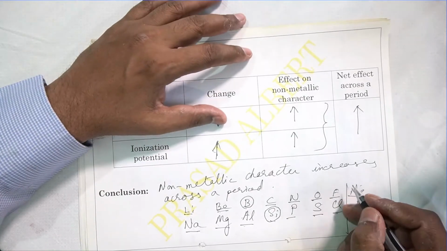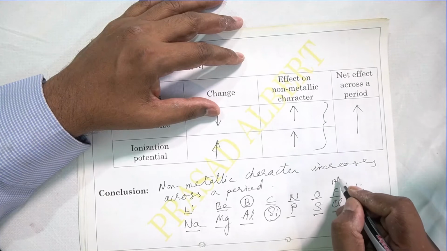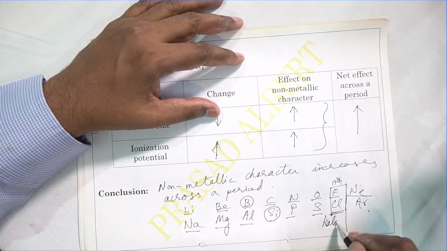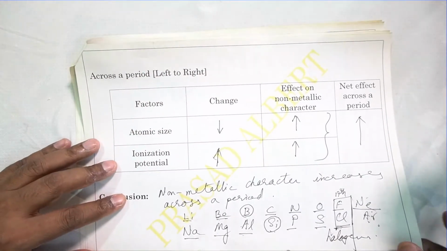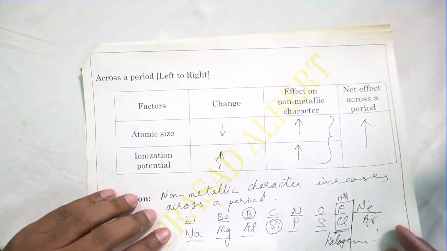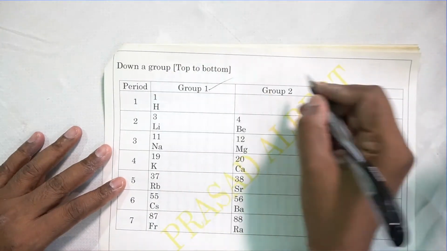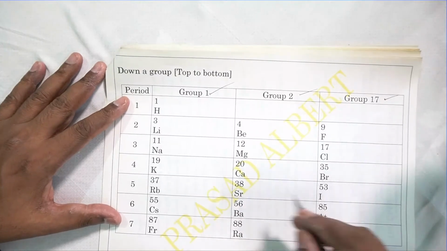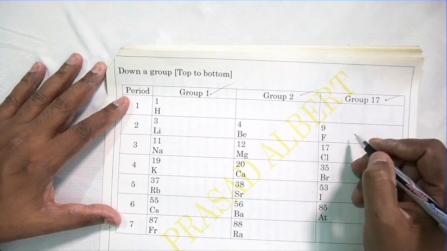Now the strongest non-metallic element in any period will be the group 17 element, or the halogens. We have the halogens here, fluorine, chlorine. So they will be the strongest non-metals in any period. Okay. Now let us move to the next part, called down a group. What do we see down a group? We have three groups here, group 1, 2 and 17. So we can take any one group to understand this. Let's take the 17th group, the halogens.